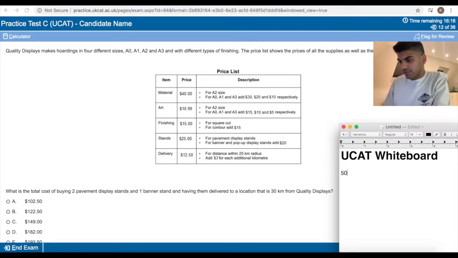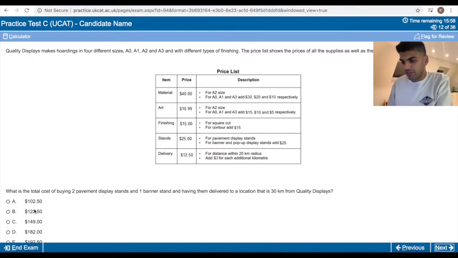Okay, so what's the total cost in buying two payment display stands? So that's 50 plus one banner stand, that is 45, and having delivered to location, that's 30 kilometers. So we've got our 12.50 plus we've got 5 kilometers excess times 3, which is 15. So that's 95, that's 95 plus 27.50, £122.50.